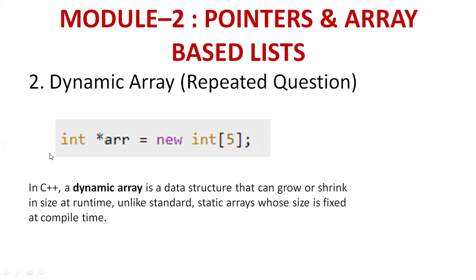So an example is int star ARR. Okay, so this star ARR is known as a dynamic array. That is new int 5. So the size varies during runtime. That is a peculiarity of the dynamic array.